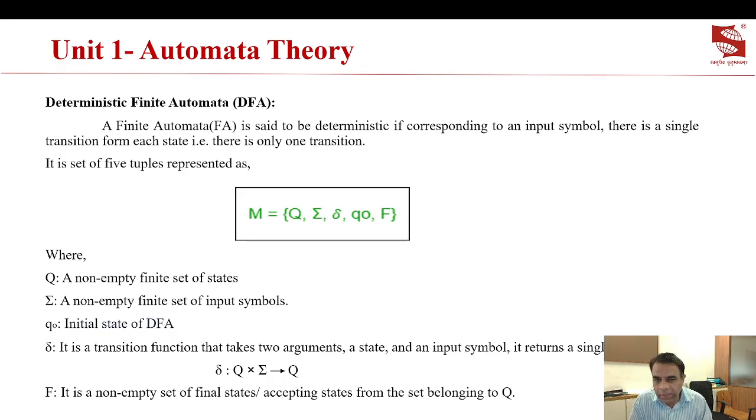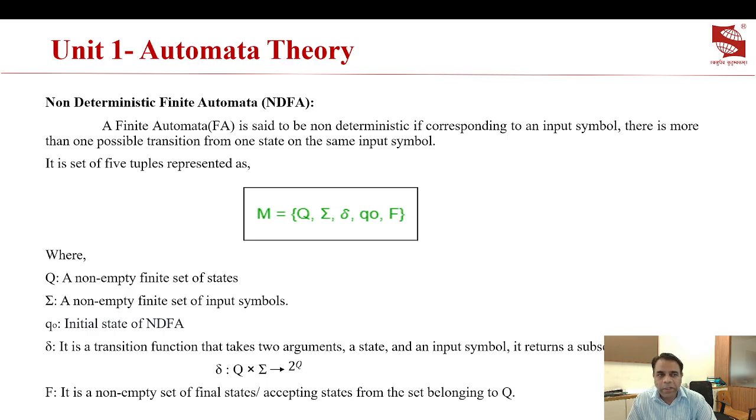And F is the final state. Final state is nothing but the accepting state. You will start from the initial state, and when you reach the final state, it means you are accepting some language. So these are the five different tuples for representing the deterministic finite automata.